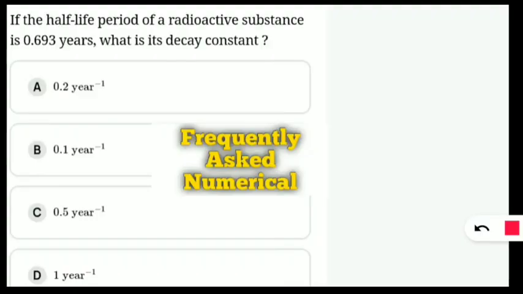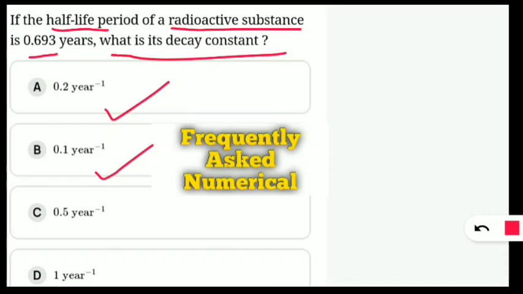So we'll start with this question. This is also one of the frequently asked numericals in the environmental science entrance examination. So let's read the question. It is a very easy question. The question is, if the half-life period of a radioactive substance is 0.693 years, what will be its decay constant? The options are 0.2 per year, 0.1 per year, 0.5 per year, or 1 per year.